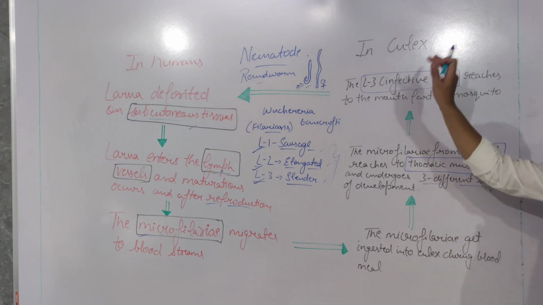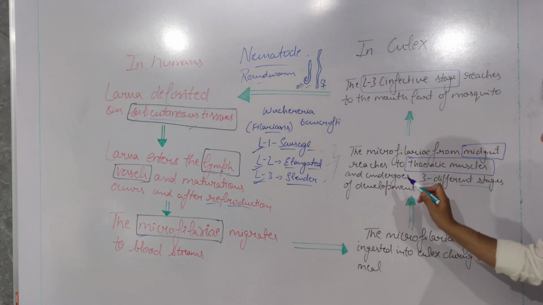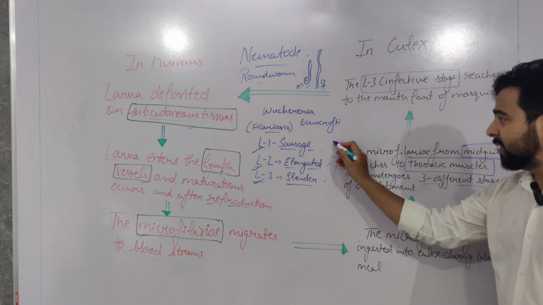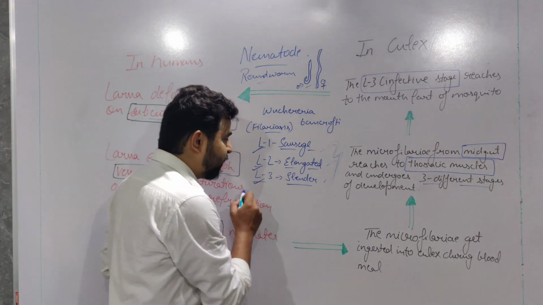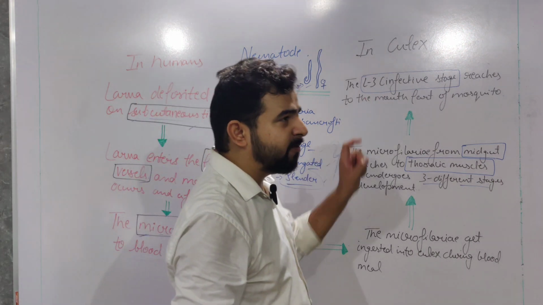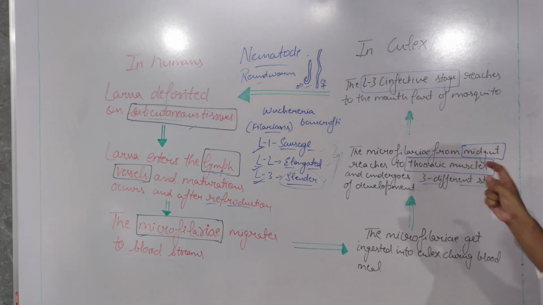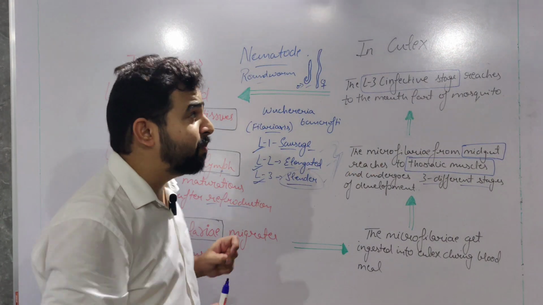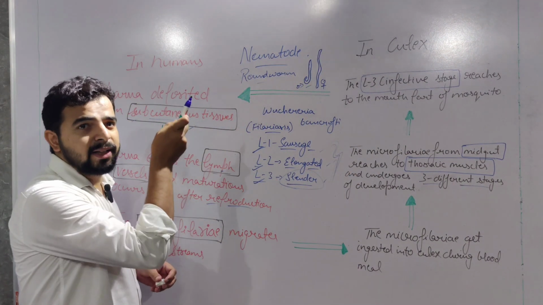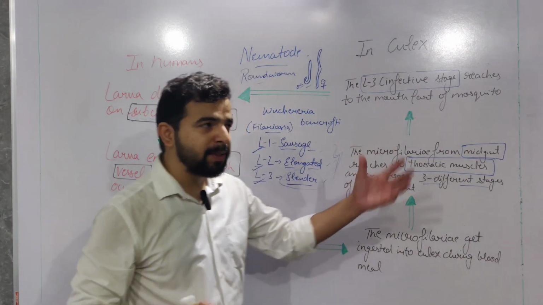Larva of nematodes, now when it reaches the thoracic muscles, these larval stages will undergo metamorphosis, and the third stage, which is a slender stage and is the infective stage, will reach the mouth of a Culex. Again this mosquito is ready to feed on a meal and transmit the larva into the human, right? So this is how the transmission takes place.